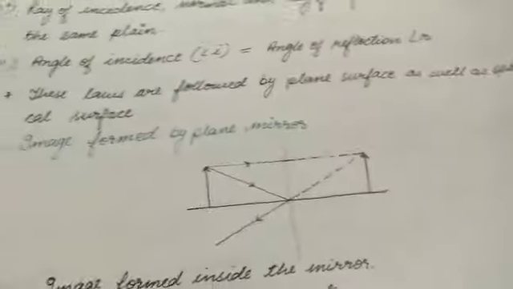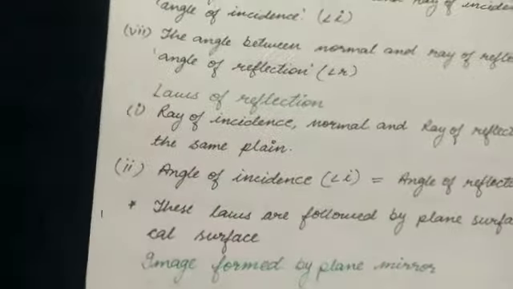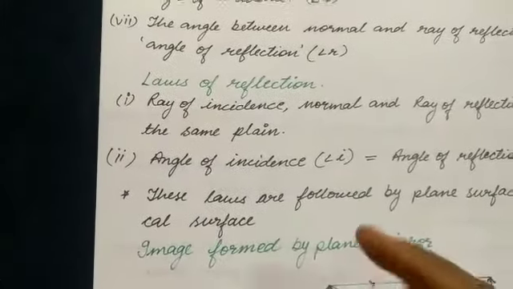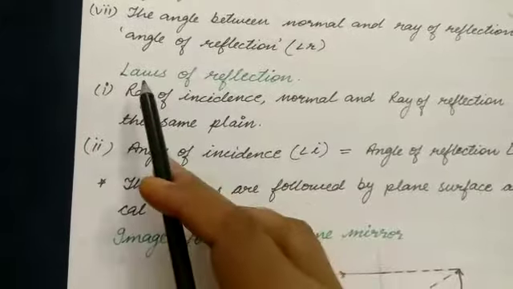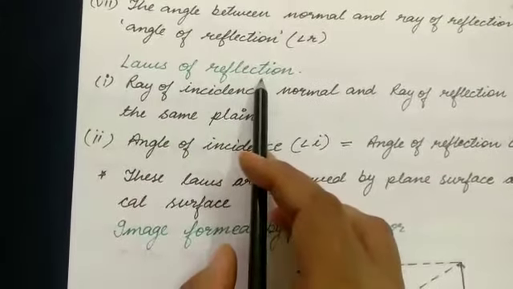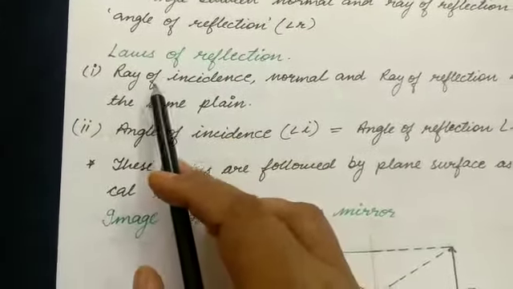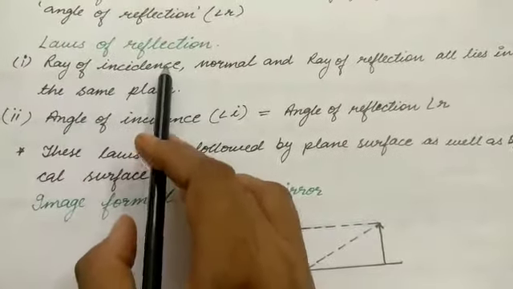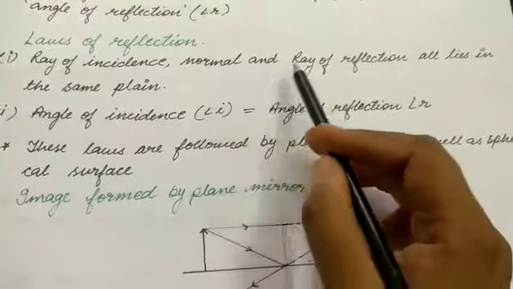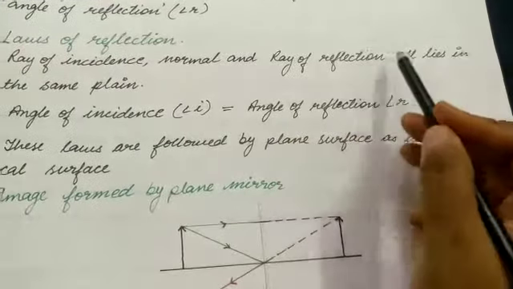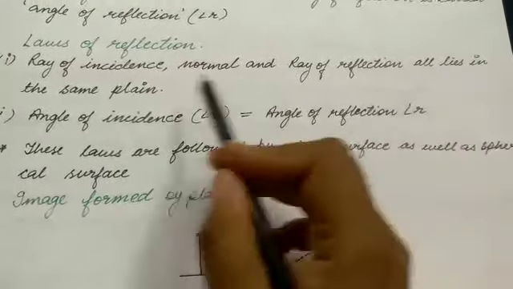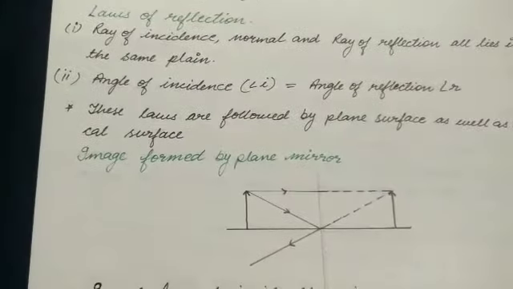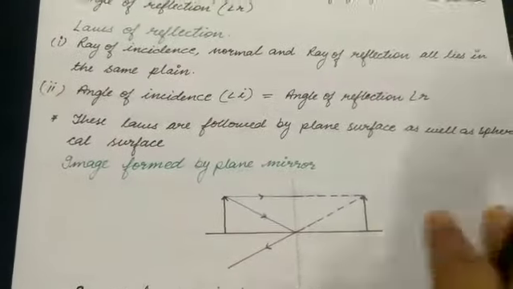Now, after learning these terms, let us see: when reflection takes place, the light follows some rules, and these rules are called the laws of reflection. There are two laws of reflection. The first one says that the ray of incidence, the normal and the ray of reflection all lie in the same plane. All the three lines which we have seen, we found them on the same plane.